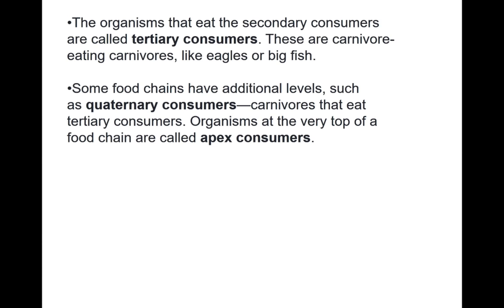The organisms that eat the secondary consumers are called tertiary consumers. Tertiary means three. These are carnivore-eating carnivores like eagles or big fish. Some food chains have additional levels such as quaternary consumers, which means fourth level. Carnivores that eat tertiary consumers, organisms at the very top of the food chain, are called apex consumers.